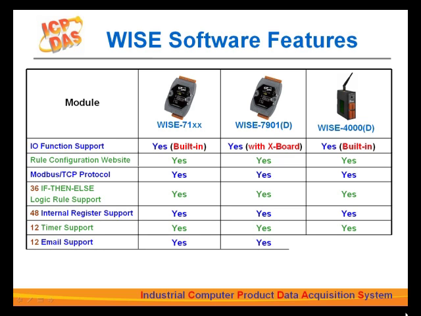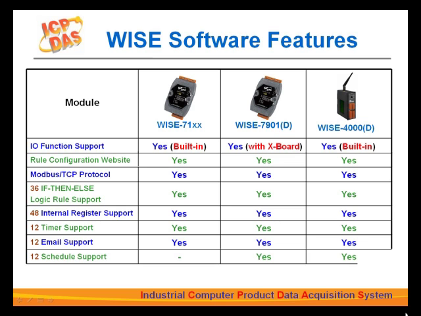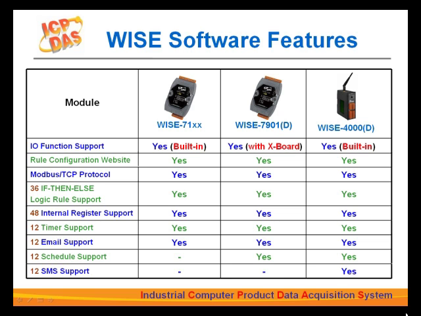They offer up to 12 email message alarms that can be sent to multiple recipients under configurable conditions. The WISE-7901 and WISE-4000 series are both equipped with a real-time clock to support scheduling functions. WISE-4000 series offer 12 SMS text message alarms for emergency notification.